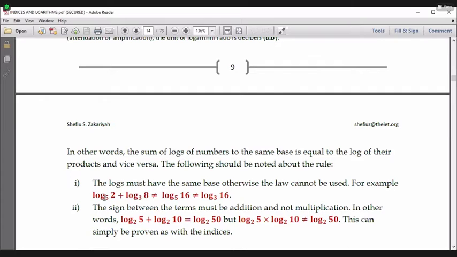In other words, these are different bases. Neither is it the same as log to base 3 of 16.